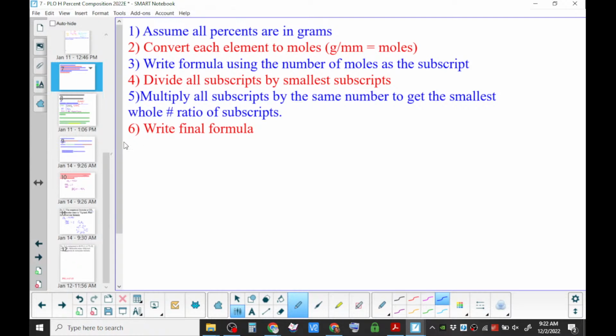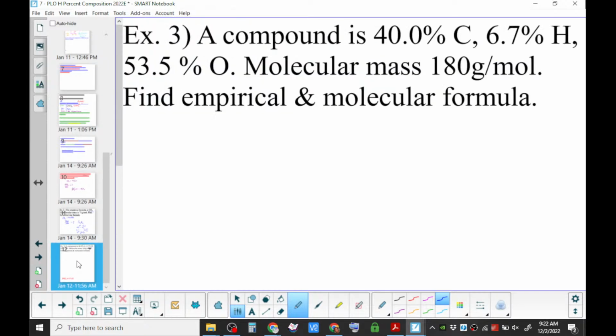Once you're done, you can start working on Hebden. The Hebden has been updated with the empirical molecular formula sections. Given that most people have it, I'm just going to write the example on the board and you can double check it.